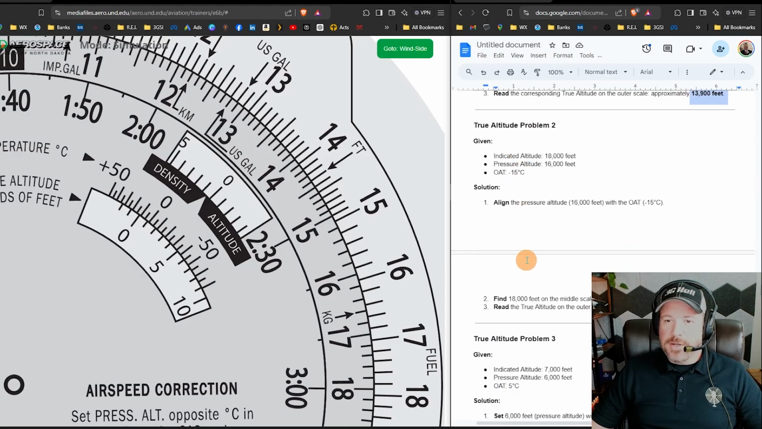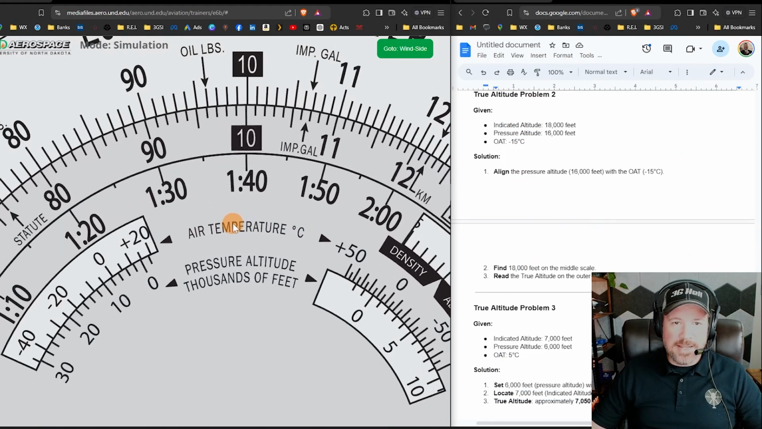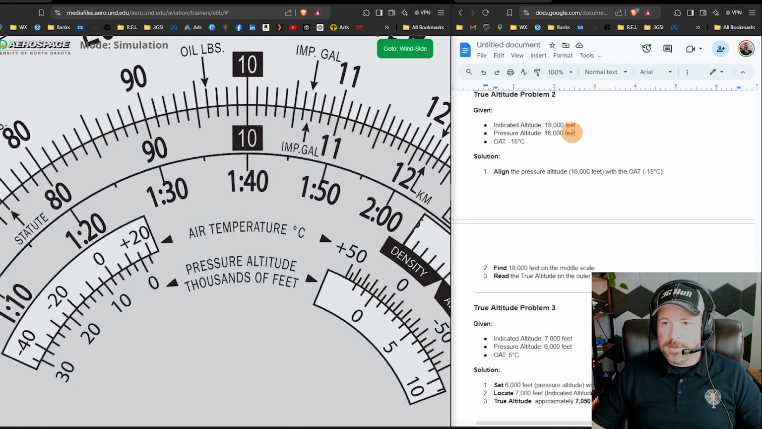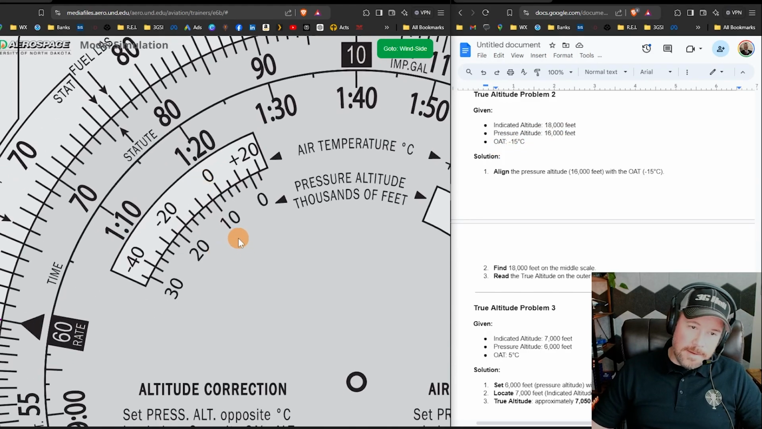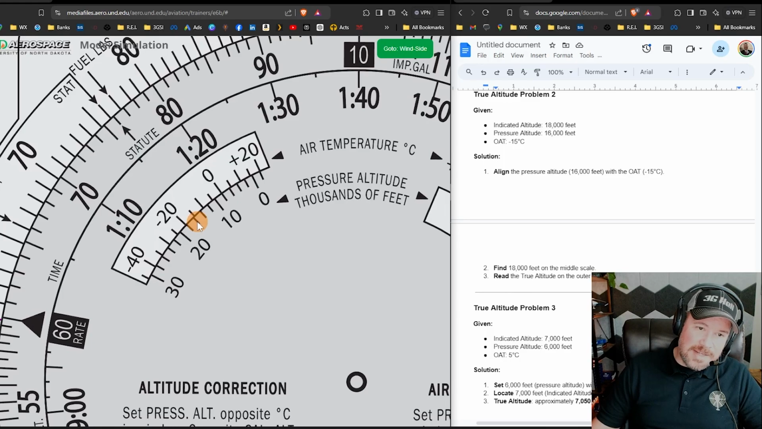All right. Now let's go down to the true altitude problem number 2. We can set it back to 10 and 10 and 0 and 0. All right, so we have a pressure altitude of 16,000 feet and an outside air temperature of minus 15 degrees Celsius. So we come over here, and I like to find the pressure altitude first, so 16,000. So 10, 12, 14, 16,000 feet pressure altitude, and we're going to find minus 15.